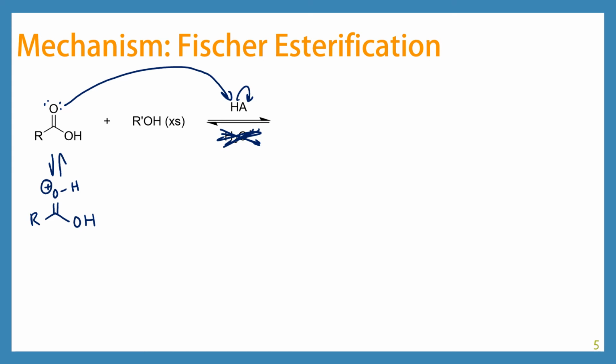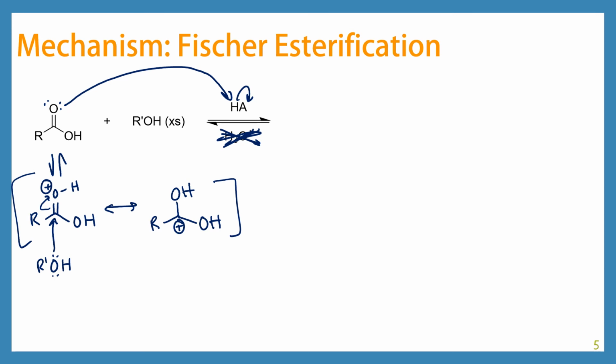Hopefully you recall that handy resonance structure that we looked at with aldehydes and ketones. When you protonate that carbonyl, you put a positive charge on the carbonyl oxygen, but you have a resonance form that shows the positive charge on the carbon. And this helps us to see what our next step of the reaction is going to be. Our next step is going to involve the alcohol attacking the carbonyl carbon. This brings us to our tetrahedral intermediate.